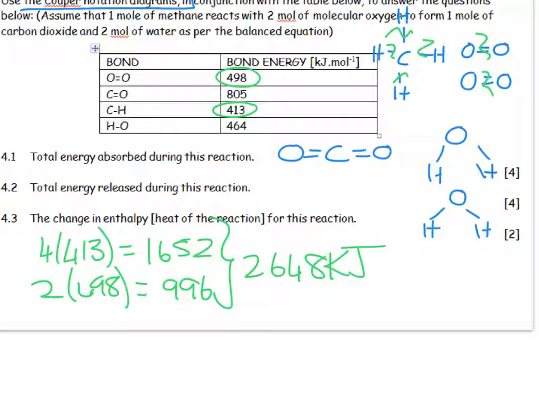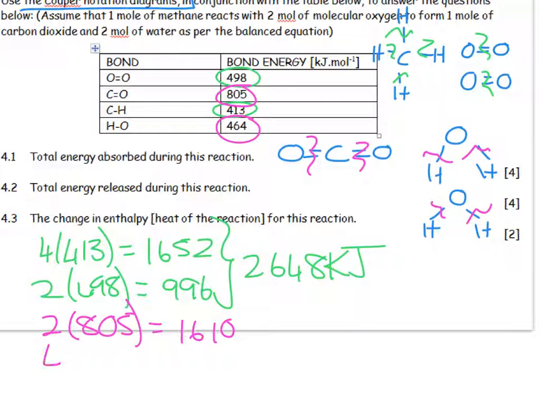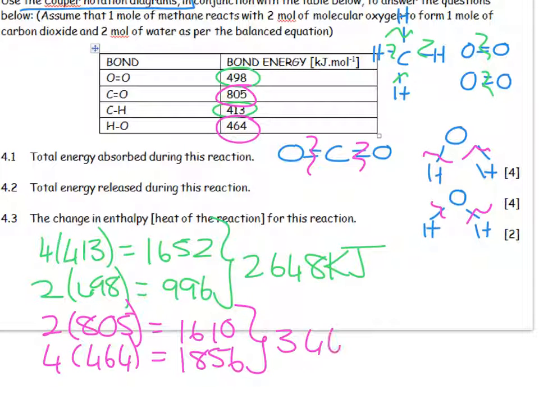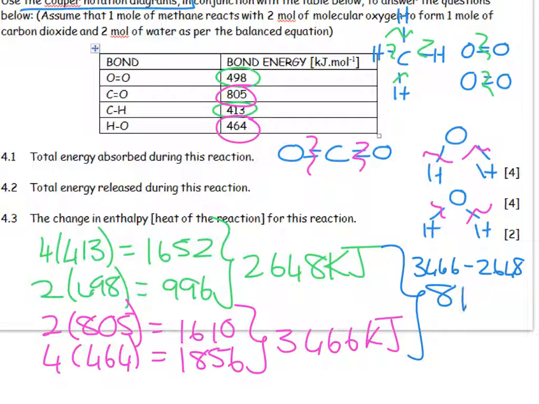Then, once I've absorbed it, I'm going to make new bonds, and I'm going to make 2 of the C double bond O, and I'm going to make 4 of the OHs, and I am going to then say that the amount of energy released is 3466 kilojoules. And then the net amount, the change, the heat of the reaction, the net amount released is going to be those two subtracted, 3466 minus 2648, and I get 818 kilojoules released.